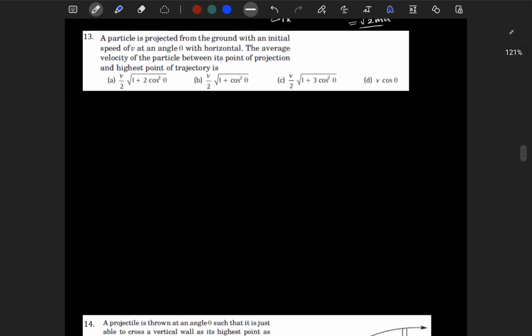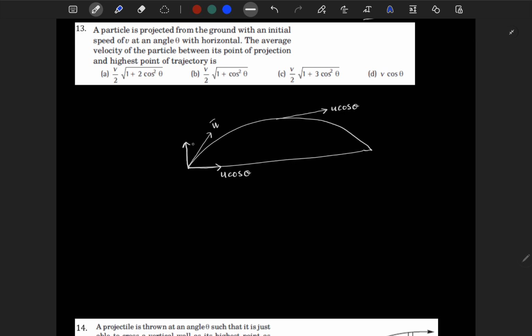So let's keep it this way. A particle is projected from ground at an angle theta. Here is the initial velocity vector u bar, and the average velocity of the particle between its point of projection and highest point. When it reaches the highest point, the velocity is simply u cos theta, and at the initial point the velocity components are u cos theta and u sin theta.